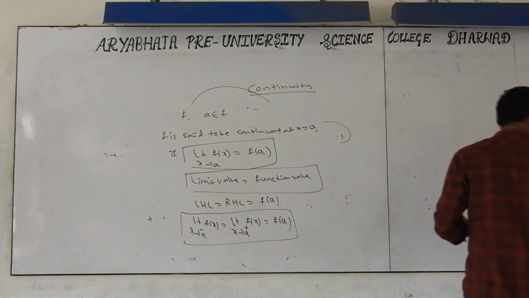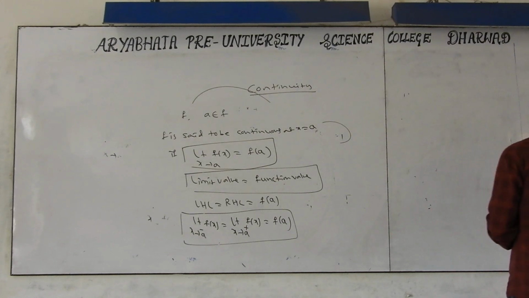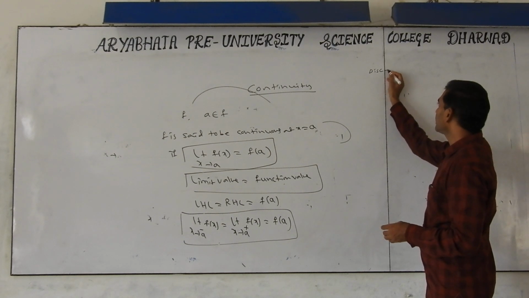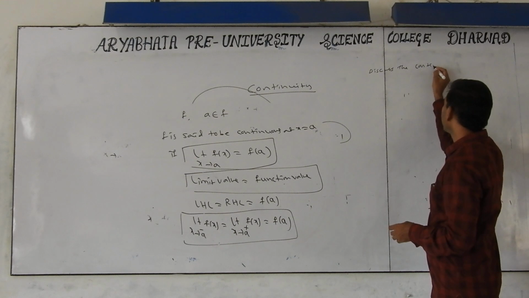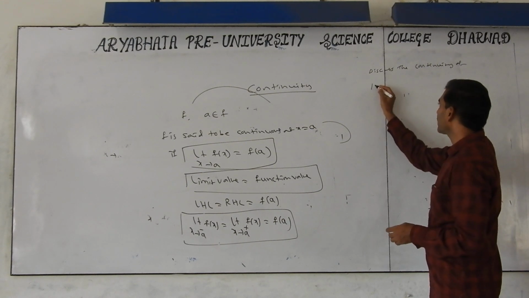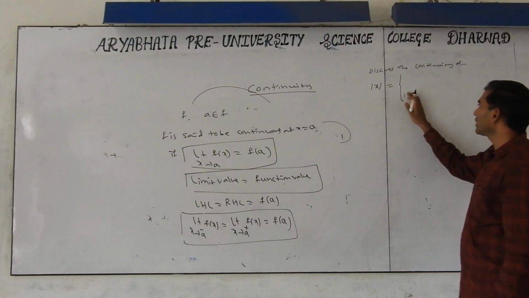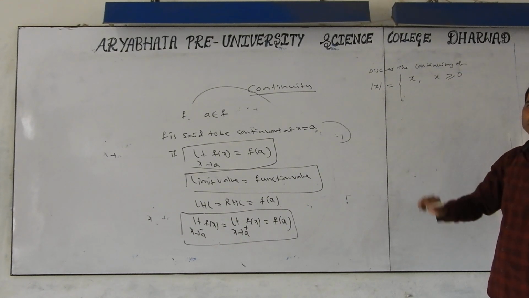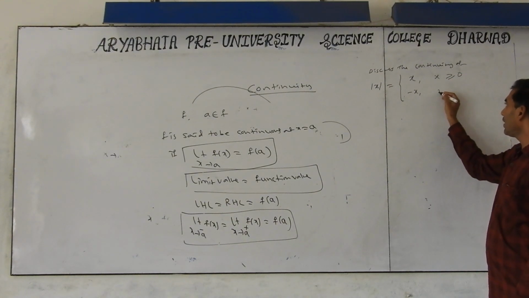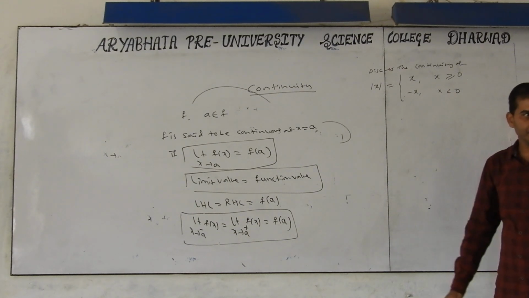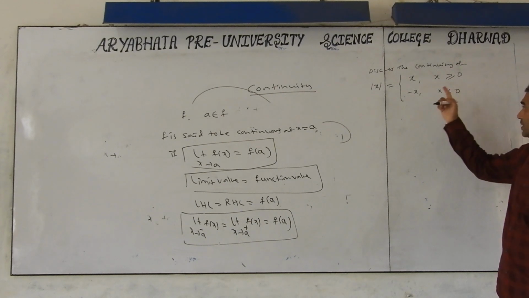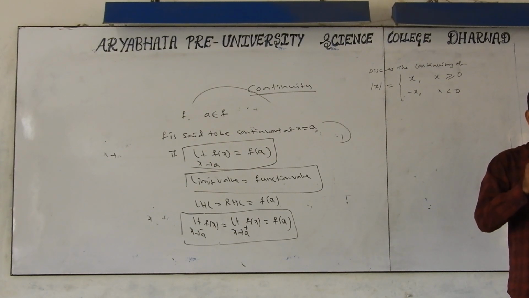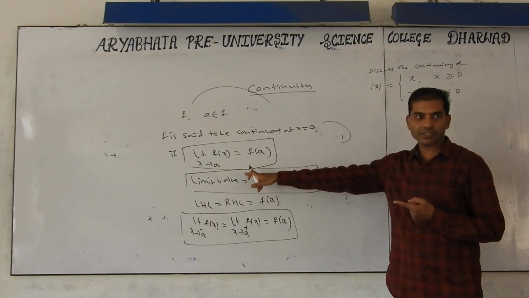Let's discuss the continuity of mod x. Discuss the continuity of the modulus function. Tell me the modulus function. Mod x equals x when x is greater than or equal to 0, minus x when x is less than 0. To discuss this continuity, we can prove it two ways: by using the graph method, and by using the limit concept.